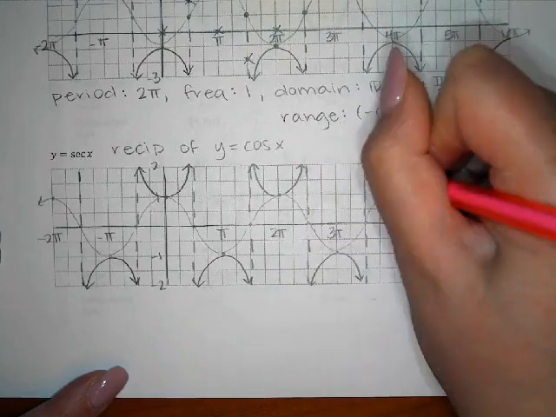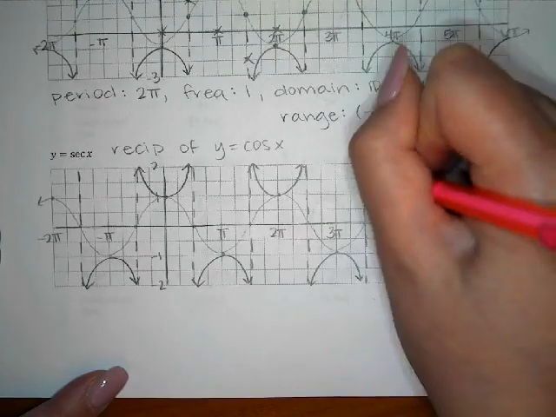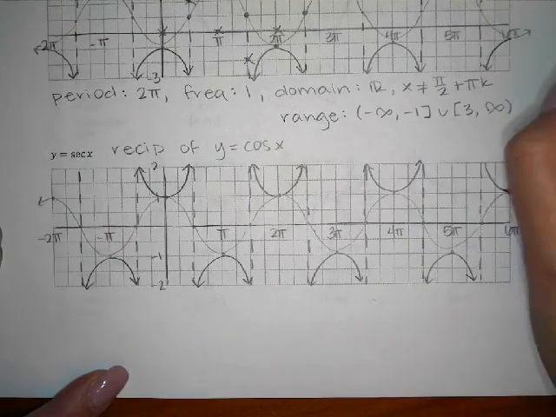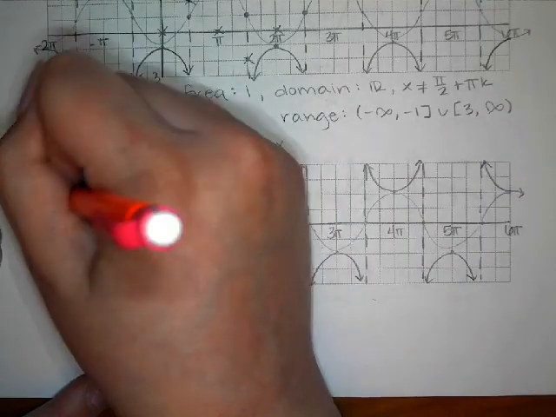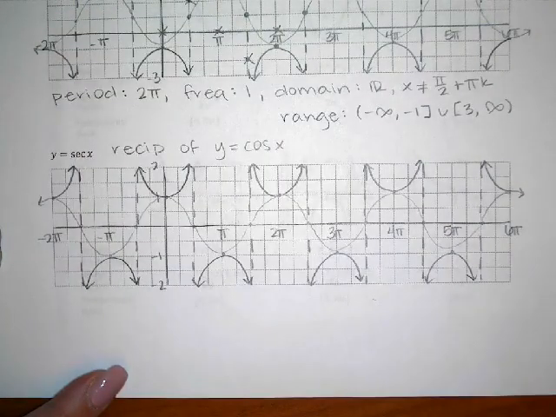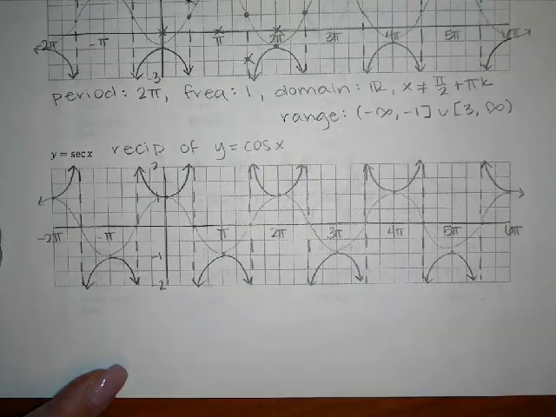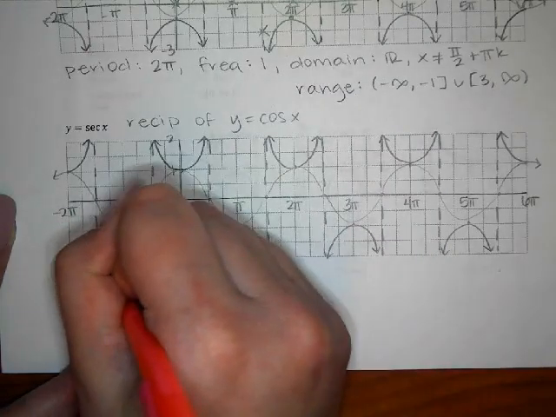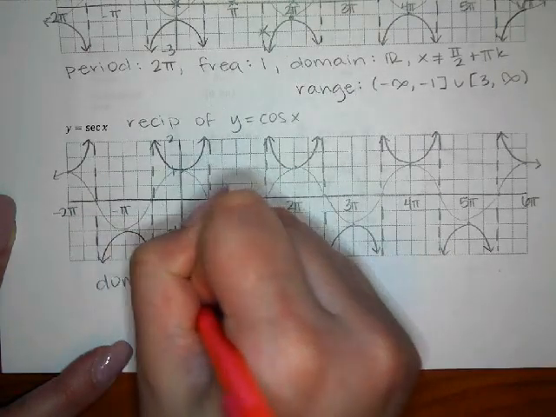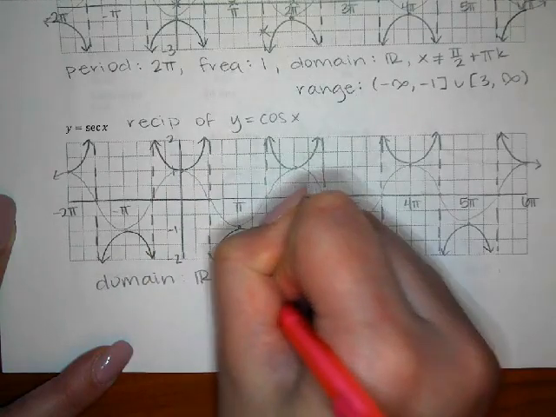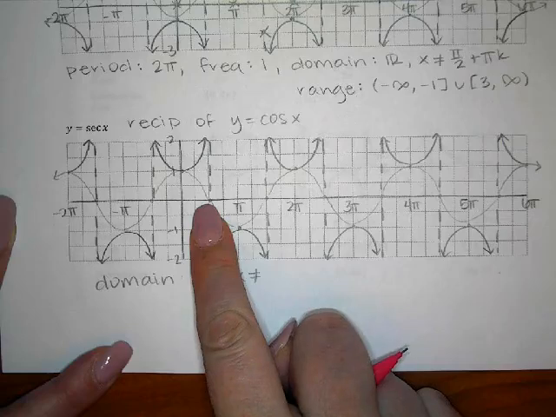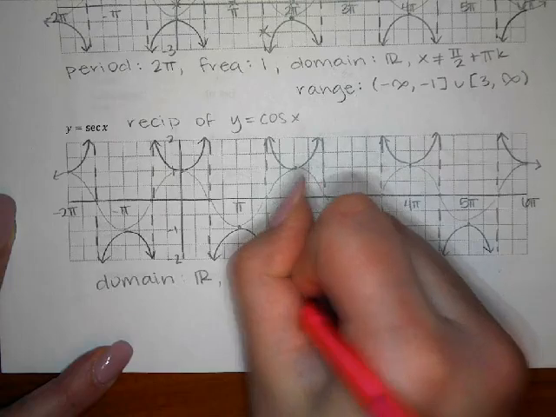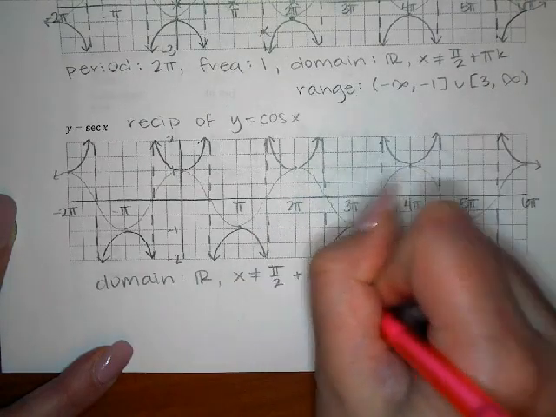Okay, there we go. So there is your secant curve or curves. So we have a domain here of all real numbers. X cannot equal pi halves plus pi k. So pi halves is the first vertical asymptote, and then they are a width of pi apart from each other. And then the range here is from -infinity up to -1, and then +1 up to infinity.